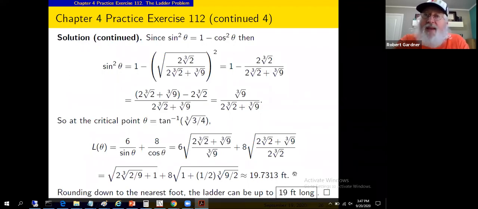We were looking for a minimum length ladder that would go around the corner. Yeah, 19.7 some odd. They wanted it to the nearest foot, then round down. If you round up, the ladder will be too long to go around the corner. A 20-foot ladder won't go around the corner, but a 19-foot one will, if you want it to the nearest foot.